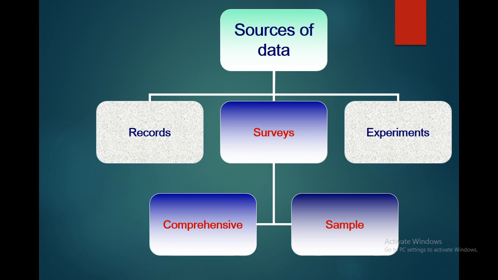The second is the survey. Surveys are conducted for some special purpose, and surveys are of two kinds. One is the sample survey. In a sample survey, a part of the population is considered to gather information related to that part, related to the whole aggregate. While in comprehensive surveys or enumerations, we take complete enumeration of the population we want to study.